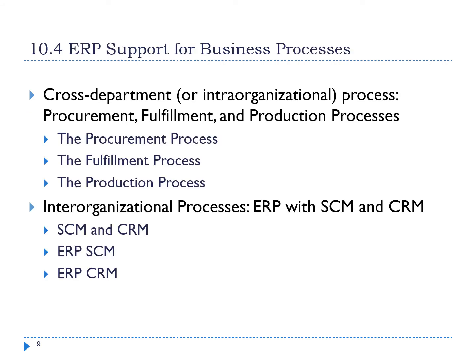Now we are going to take a look at how ERP systems support business processes. ERP systems support both cross-department processes and inter-organizational processes. The cross-department processes include the procurement process, the fulfillment process, and the production process. The inter-organizational processes include supply chain management and customer relationship management. We'll first introduce cross-department processes before introducing inter-organizational processes.